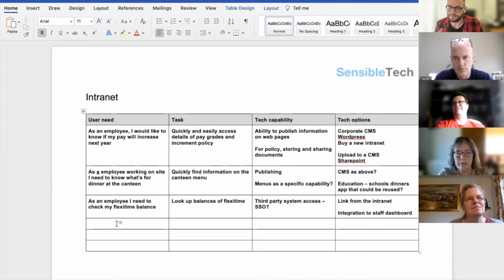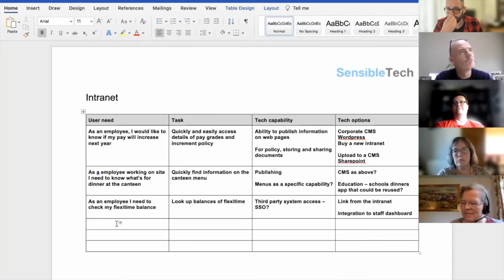Can anybody else think of some other thing we might think about in terms of the various user needs around accessing something like an intranet that we haven't mentioned already? We've talked about accessing policies, general information and things like canteen menus. Other common things around internal collaboration and communication often get bundled with an intranet. Can anybody think of anything else to chuck into that pot?